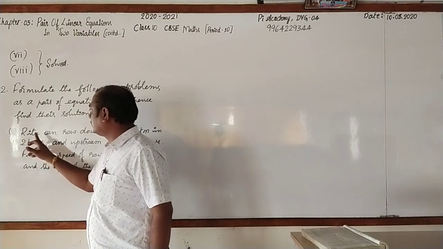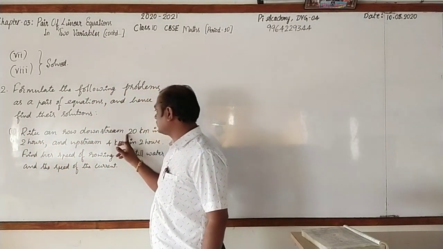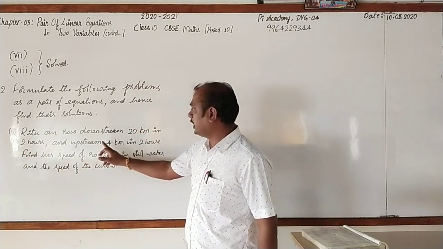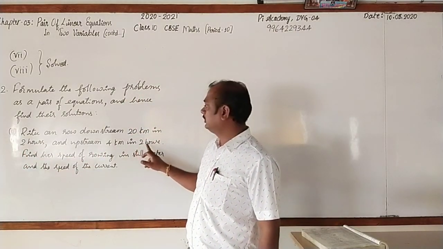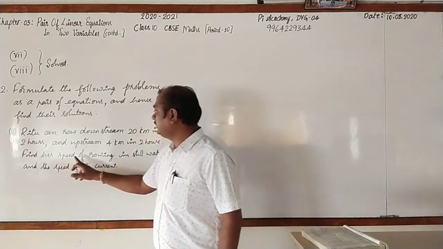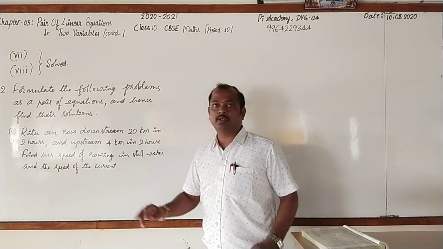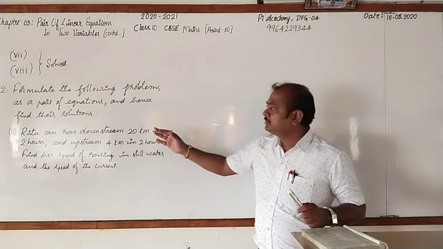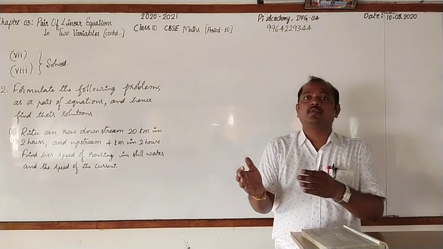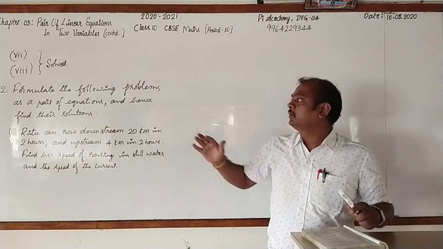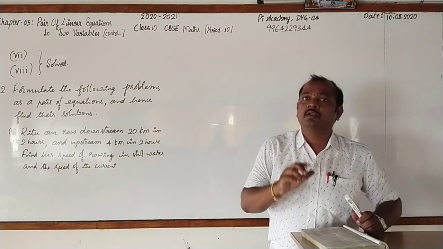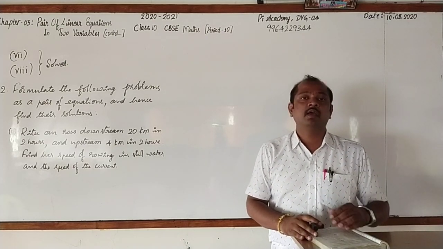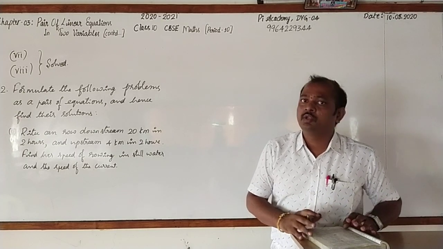Here it is. Ritu can row downstream 20 km in 2 hours and upstream 4 km in 2 hours. Find the speed of rowing in still water and the speed of the current. Just by observing that only, we can go for converting this into mathematical equations. Now, just I go for giving you the hint to convert this into equations. Afterwards, you can go for solving yourself.